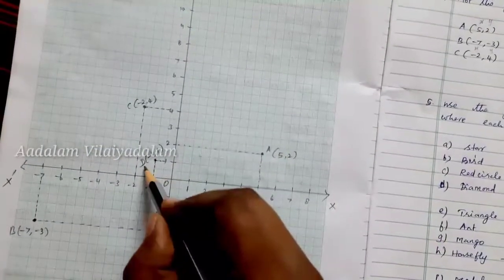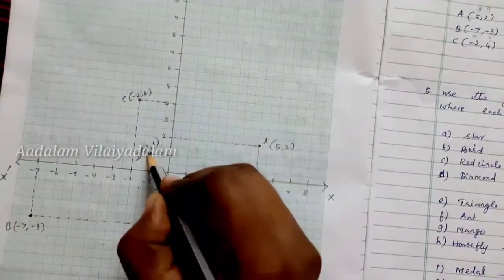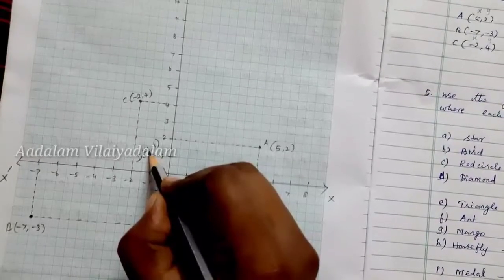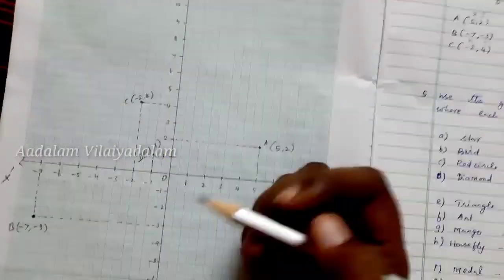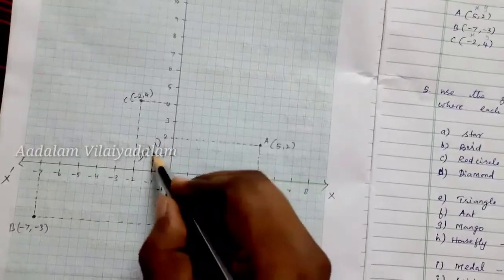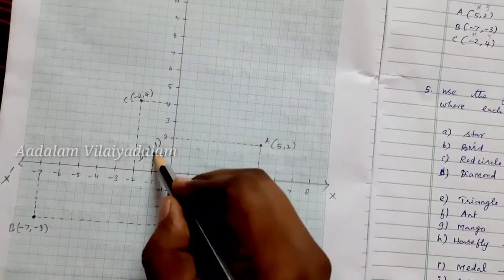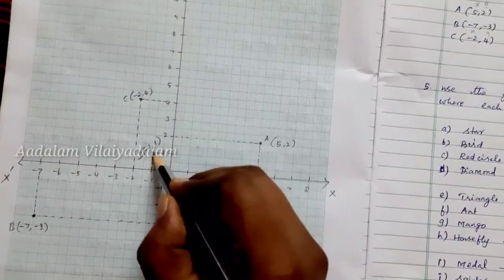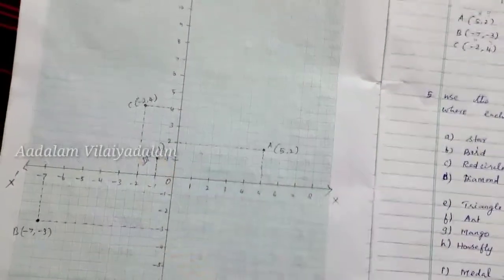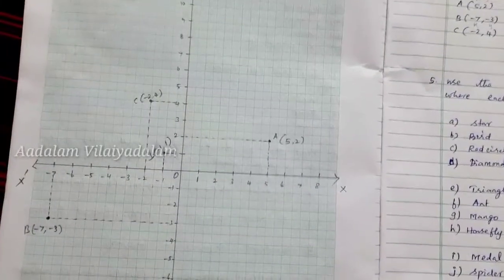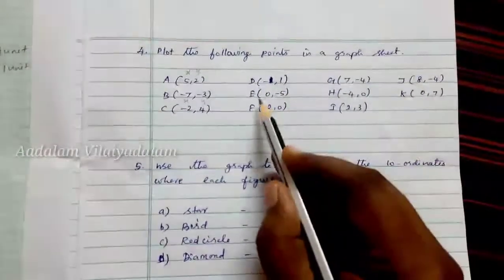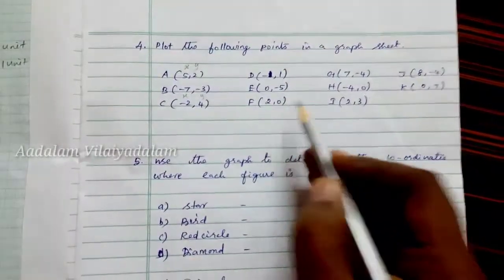Now for the point D, which is -1 is x, look at the x-axis. For the +1, look at the y-axis. So meeting of this -1, 1 will meet at this point. So here I have drawn the dotted line using the scale. The next point is 0, -5, 2, 0.